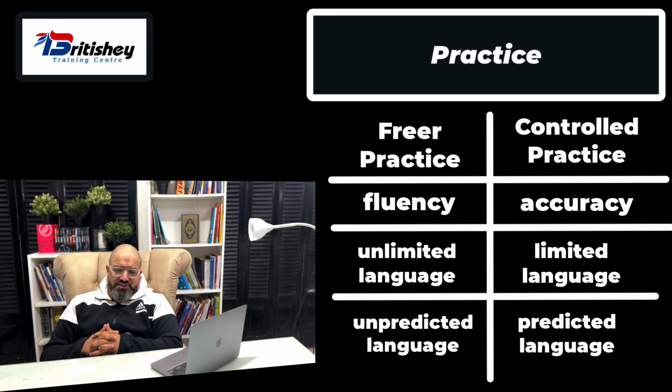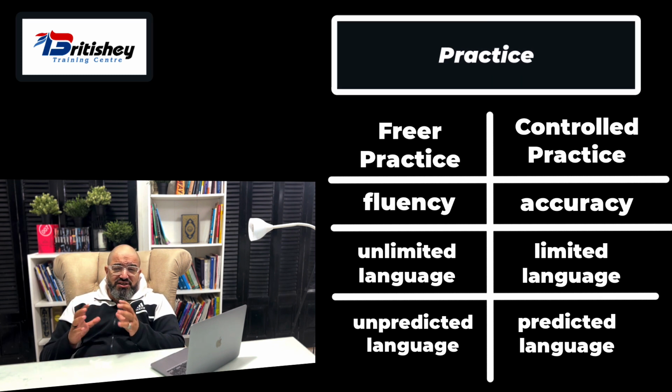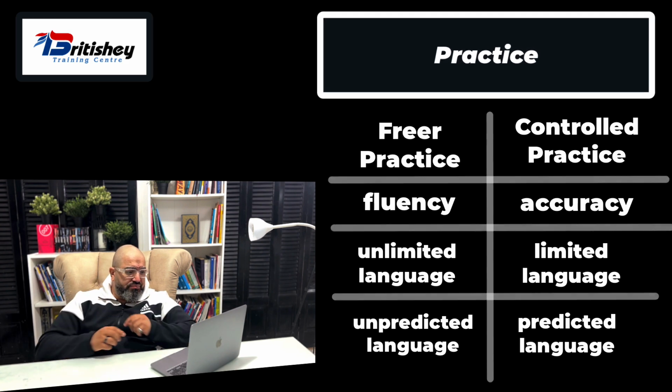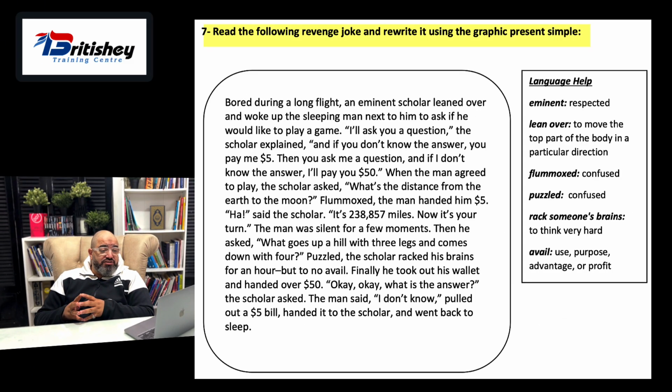What do we mean by this exactly? Let's see the activities I designed and talk about the practice stage together. And here we are, activity 7. Read the following revenge joke and rewrite it using the graphic present simple. Now I call this a controlled practice. Why? Because the students are not going to come up with their own language. So here, language is predicted, very predicted.